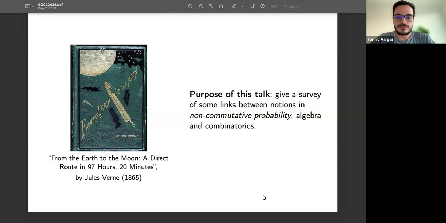And of course, there is this community of people doing combinatorics who are not aware of this field. I just want to tell you that there is a lot of interacting work between both communities. So hopefully I will give a talk in less than 97 hours, not like the title of this book.